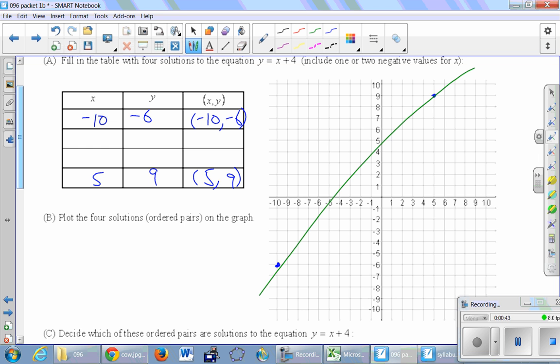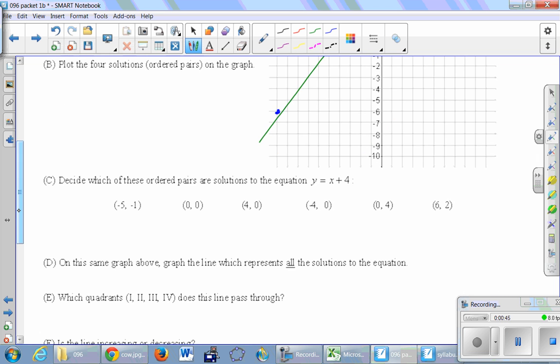And then part C says decide which of these ordered pairs are solutions to that equation. So for example, if I wanted to look at (6, 2), how could I tell whether or not (6, 2) satisfies that equation? We plug in the 6 and the 2. You got to plug them in the right spots. First number is always x. So we plug in the y is the 2, equals, and then the x is 6 plus a 4 here at the end.